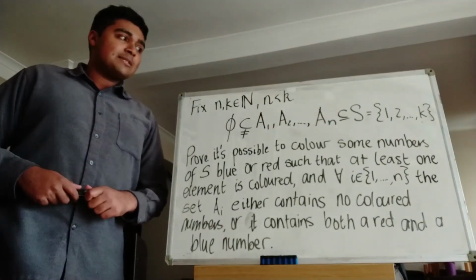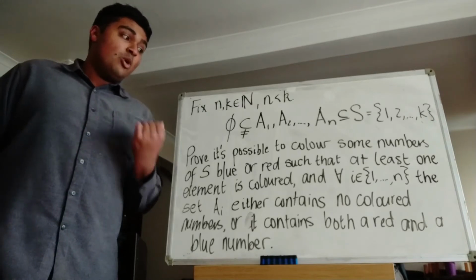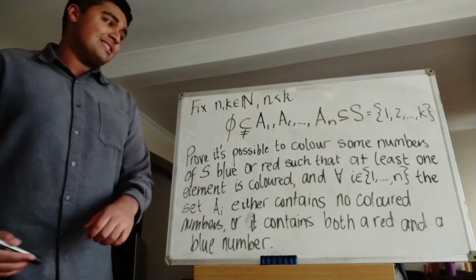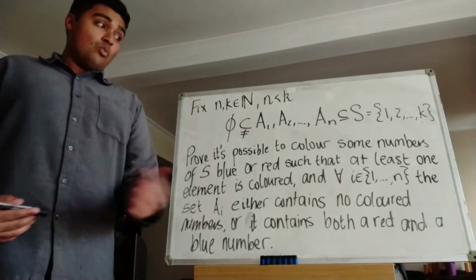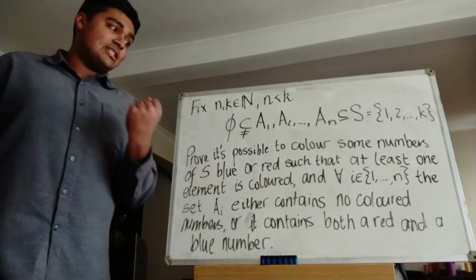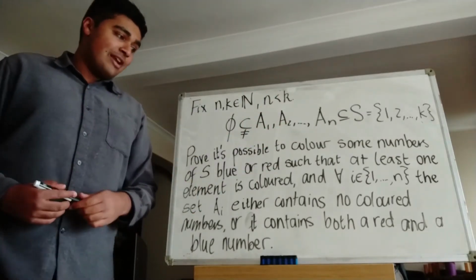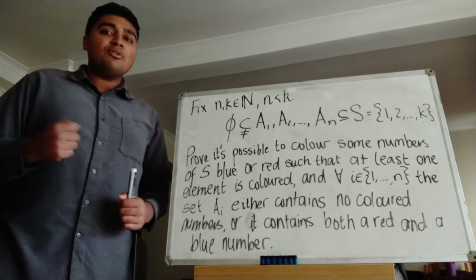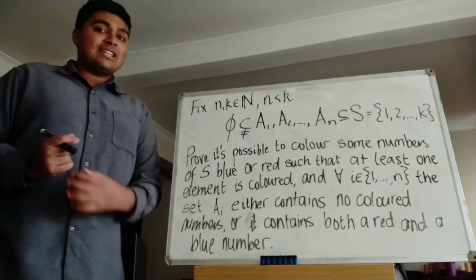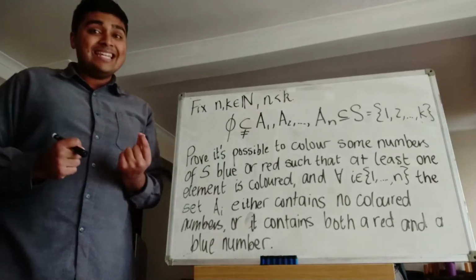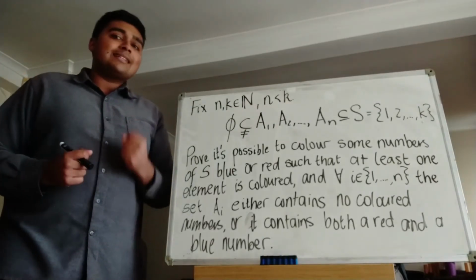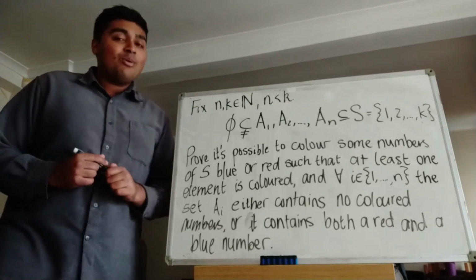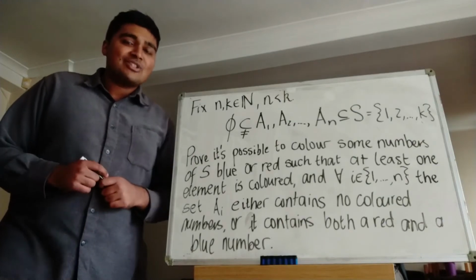We want to prove that it's possible to colour some of the numbers of S blue or red such that at least one of the elements is coloured, and for all i in 1 through n, the set Ai either contains no coloured numbers or it contains both a red and a blue number. So in other words, we have these sets which are subsets of the set S, and what we want to prove is that it's possible to colour some of these numbers such that when we take any of these sets, either they're all not coloured, or there's at least one blue and at least one red number in that set. Anyway, if you want to have a go at this problem, pause the video now and give it a go for yourself, and I'm going to jump straight into a solution.